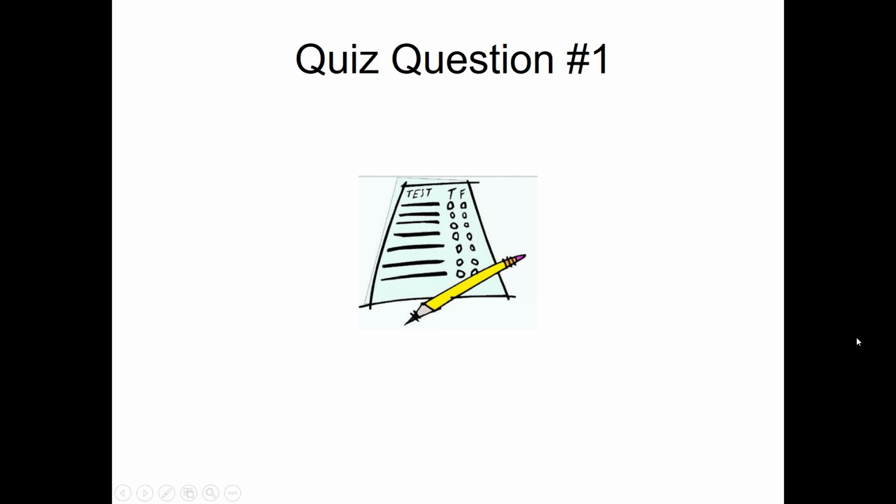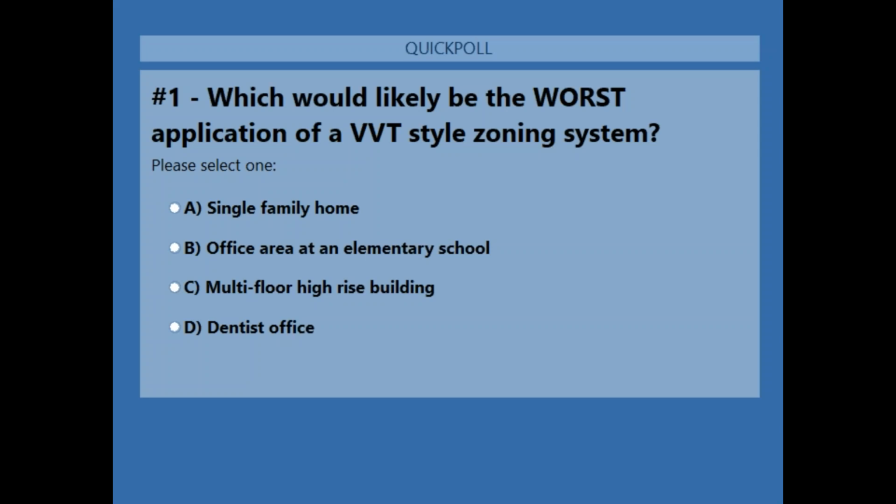All right, quiz question number 1. Which would likely be the worst application of a VVT style zoning system? Your choices are going to be A, a single family house, B, an office area at an elementary school, C, a multi-floor high-rise building, or D, a dentist office. Which one is going to give you the most fits if you try to put VVT on there?